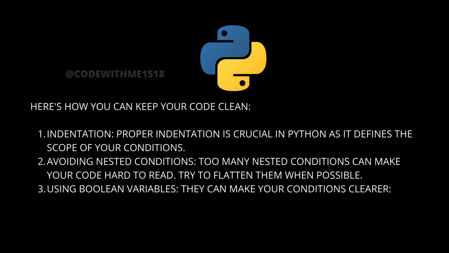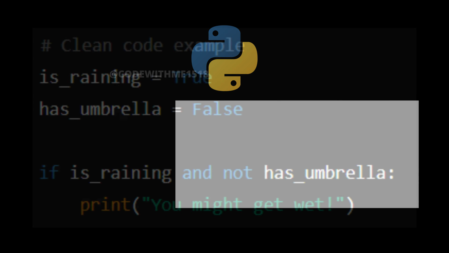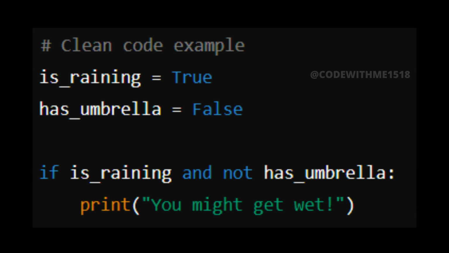Indentation. Proper indentation is crucial in Python as it defines the scope of your conditions. Avoiding nested conditions. Too many nested conditions can make your code hard to read. Try to flatten them when possible. Using Boolean variables, they can make your conditions clearer. Clean code is easier to read, debug, and maintain.